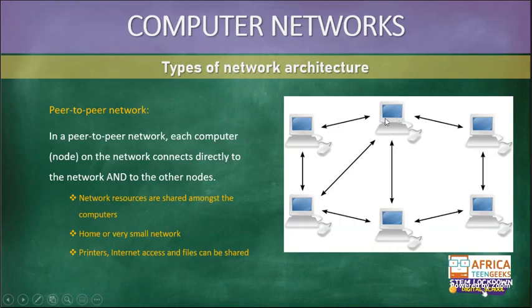So even if one of them malfunctions, the whole network still goes on. Whereas in client server, if the server goes down, then the whole network is down. Any questions?